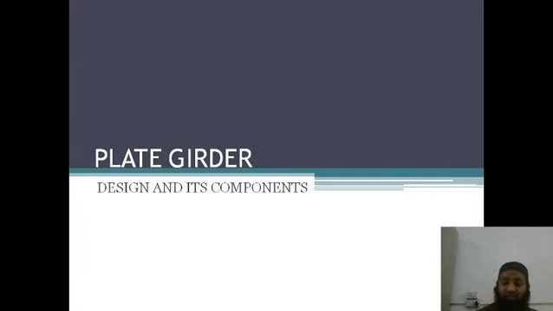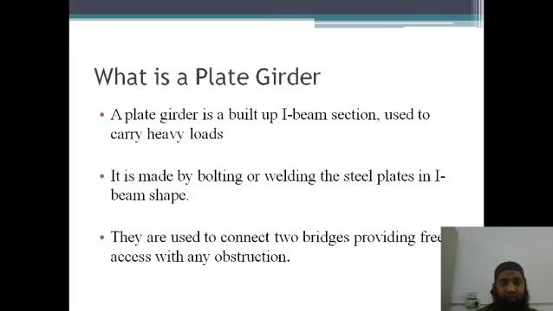Where a plate girder is needed and what its importance is, I will be showing you all today. Let us see what a plate girder is. A plate girder is a built-up I-beam section used to carry heavy load. So basically this is the I section. If you see the cross section of this beam, it is an I section. It has a top flange and a bottom flange, as well as a web in between. All of these are made of steel. They can be bolted or riveted, or they can be welded also. It is made by bolting or welding steel plates in an I-beam shape, as I had told you.